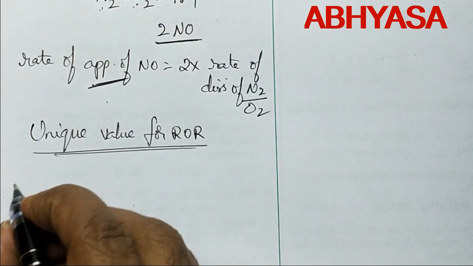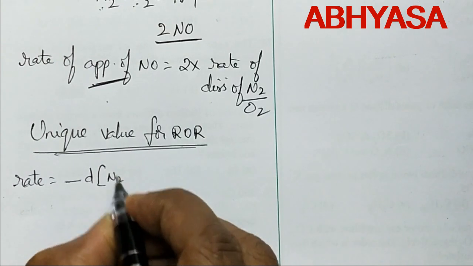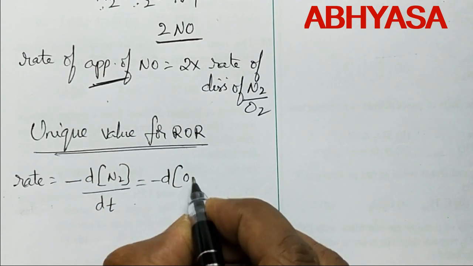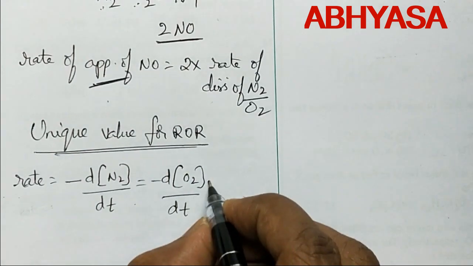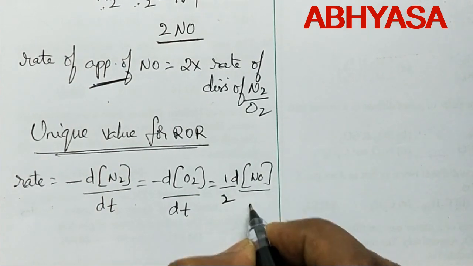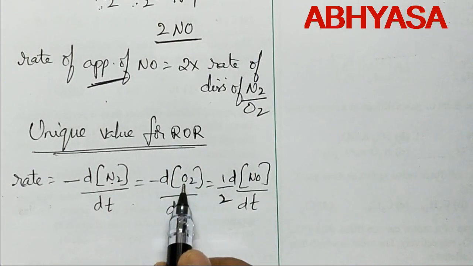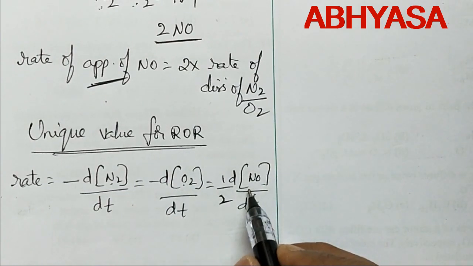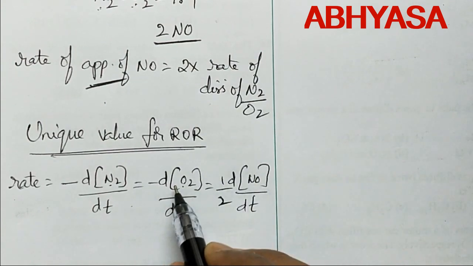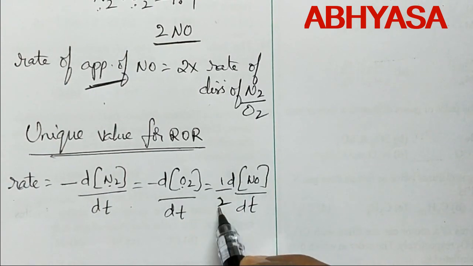So I will write like this: rate is equal to minus dN2 by dt, which is equal to minus dO2 by dt, which is equal to 1 by 2 dNO by dt. Is it clear? Because the rate of disappearance of nitrogen and oxygen are same, but nitric oxide appears at twice this rate. In order to equate this rate with this rate, we need to make this half. That is the reason this is divided by 2.